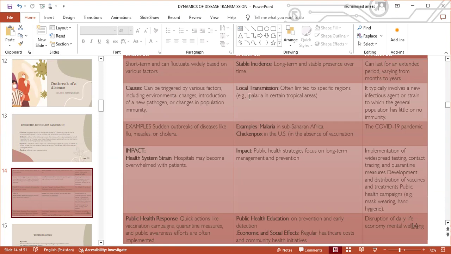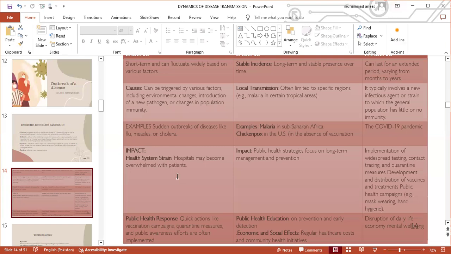However, in case of an endemic, local transmission is often limited to specific regions, for example, malaria in certain tropical areas. A pandemic typically involves a new infectious agent or strain to which the general population has little or no immunity. Examples of an epidemic include certain outbreaks of disease like flu, measles, or cholera. Endemic examples: malaria in sub-Saharan Africa, chickenpox in the US in the absence of vaccination. And for pandemic, the COVID-19 pandemic.